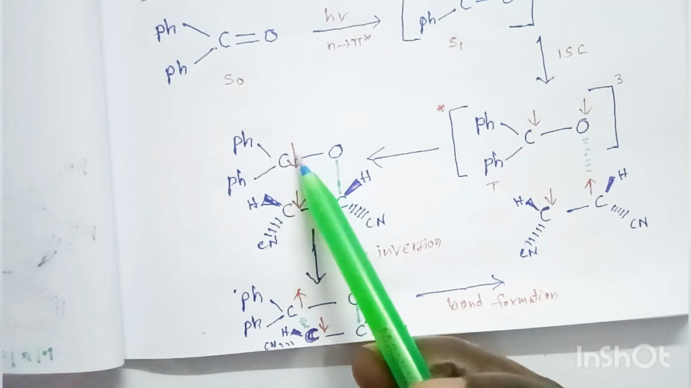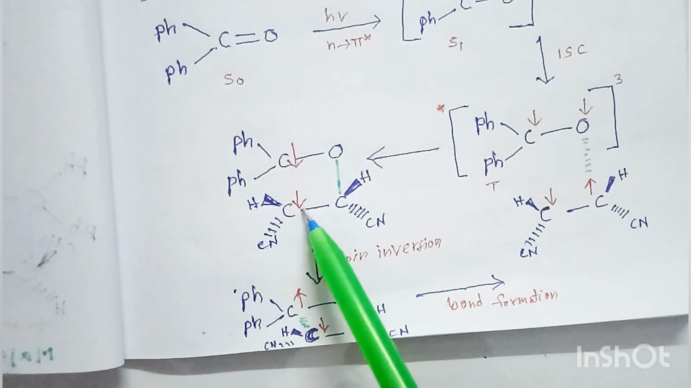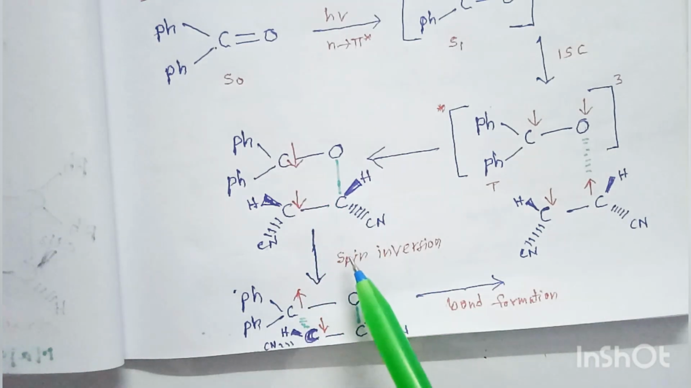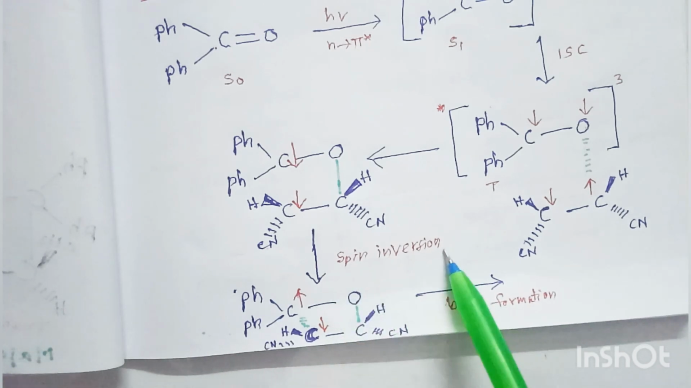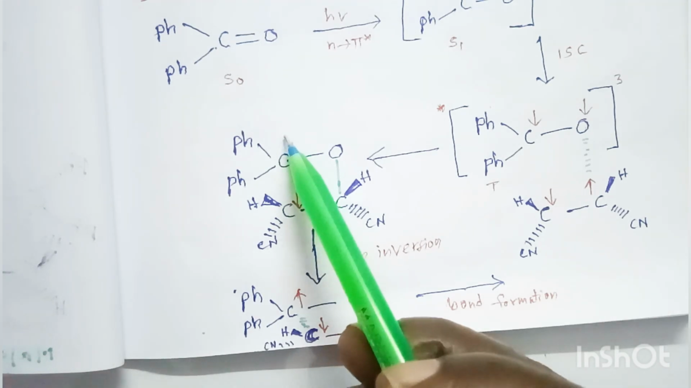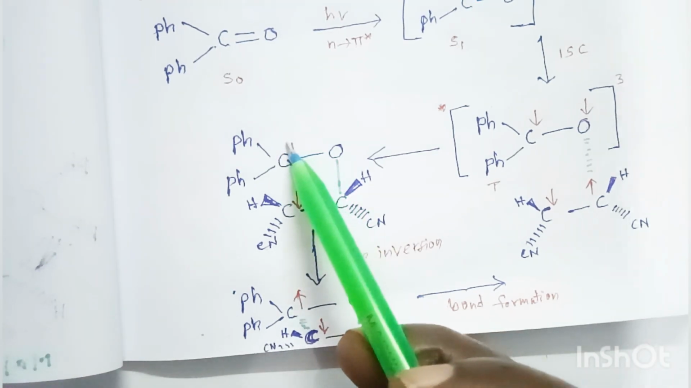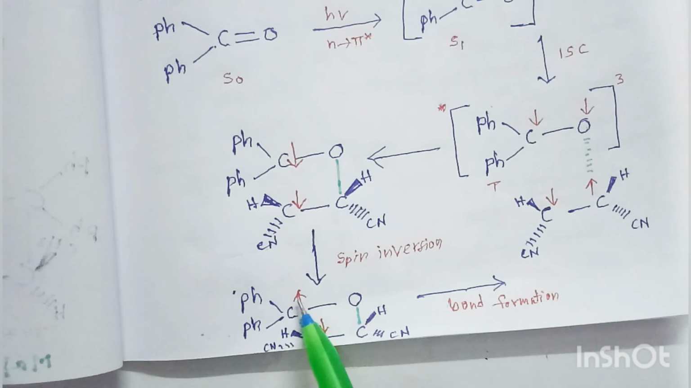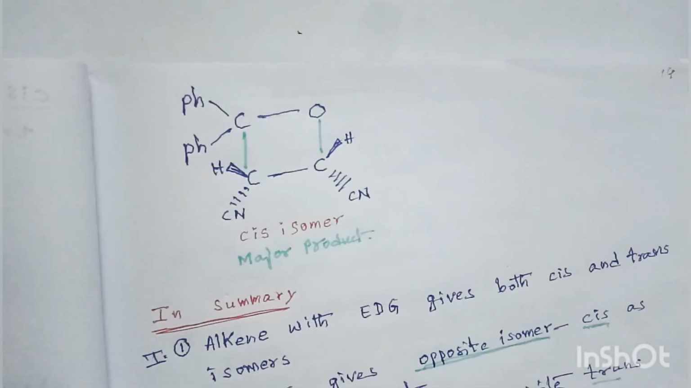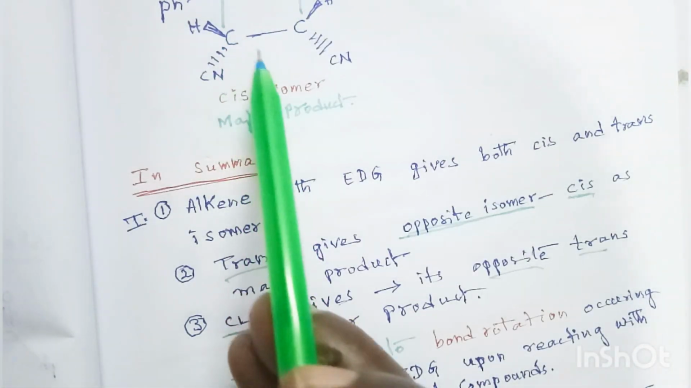This carbon's electron and this carbon's electron have the same spin, so they cannot form a bond. Spin inversion occurs, as a result of which this electron's spin is reversed. So one electron is in the upward and one electron in the downward direction. So bond formation occurs, forming another bond between this carbon and this carbon.